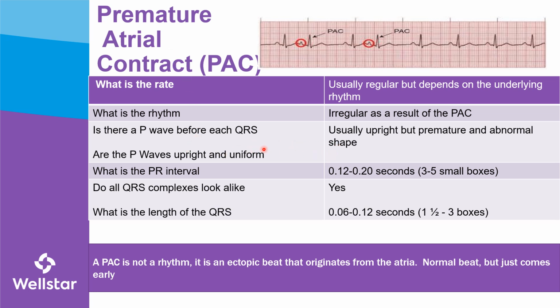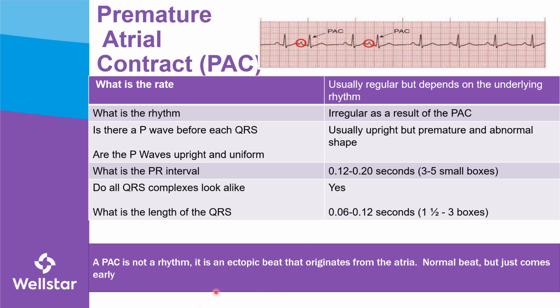Is there a P wave before each QRS? Usually upright but premature and abnormal shape. PR interval is going to be between 0.12 to 0.2 seconds. Do all QRS complexes look alike? Yes, they do. And the length of the QRS is 0.06 to 0.12 seconds.